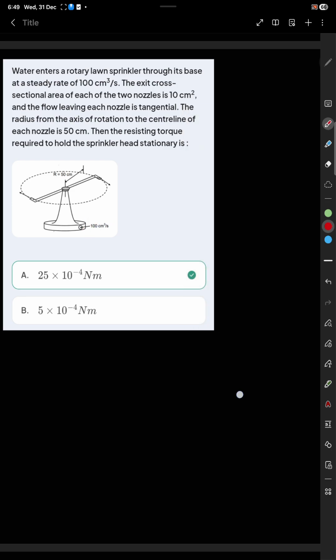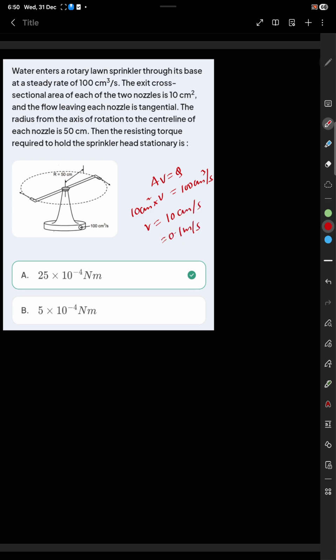This one is already given, 100 centimeter cube per second, and the height is not given. So let's say this height is negligible. So you may write A into V is the flow rate. So Q is given 100 centimeter cube per second. Area is 10 centimeter square. So you need to find out V. V will be 10 centimeter per second. So from there onward you can get 0.1 meter per second.